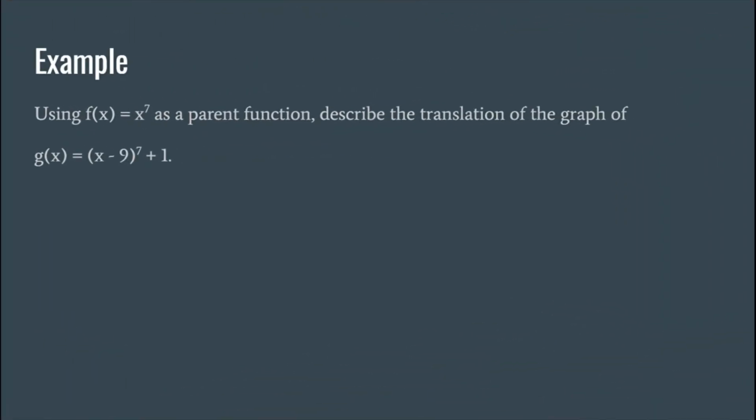This time our parent function is x to the 7th, and we're going to describe the translation here. You don't need to know what the graph looks like, you just need to know where it's going to move to. Here we've got x minus 9, so in this case h is positive, so it's going to move 9 units to the right. Plus 1, it's going to move up 1 unit. So overall, this graph into this graph will move 9 units to the right and 1 unit up.